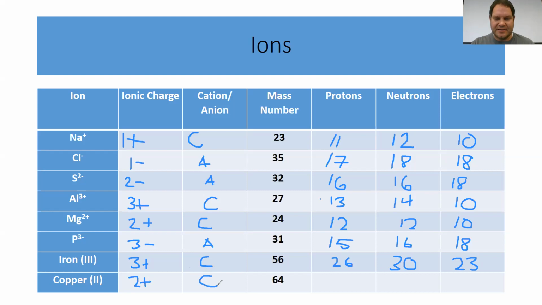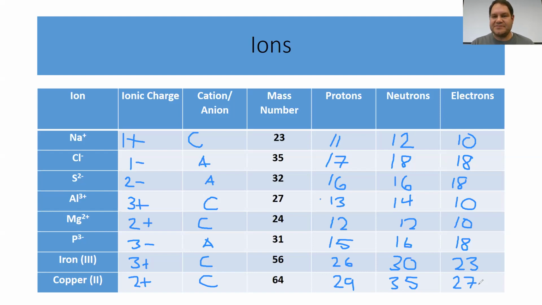Copper, the same way, has a Roman numeral 2, so it's a positive 2. It is a cation. It has 29 protons. It has 35 neutrons. And because it's lost 2 electrons, it should have 2 fewer electrons than protons, so it should have an electron number of 27. Okay, so there we have it.